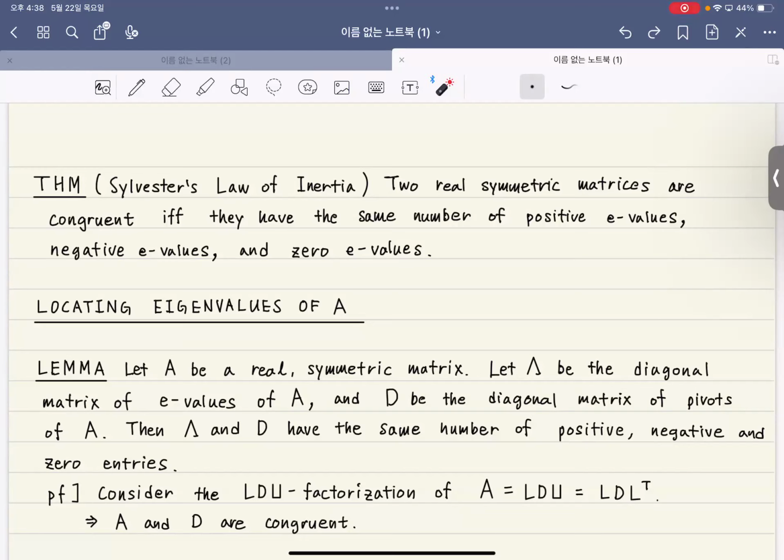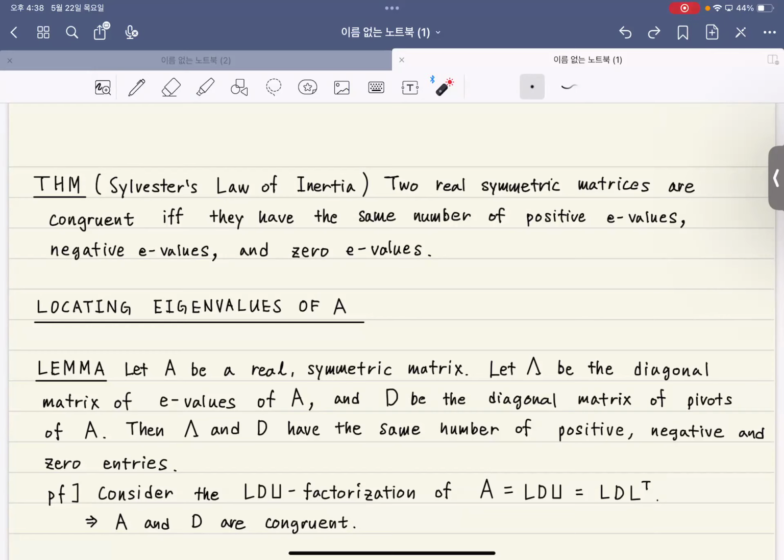For example, suppose that you have a two by two real and symmetric matrix with eigenvalues 1 and 2, and suppose that another has eigenvalues 3 and 4. Are they congruent? Yes, they are congruent, because the number of positive eigenvalues is 2, and this one also has 2 positive eigenvalues. So they must be congruent to each other.